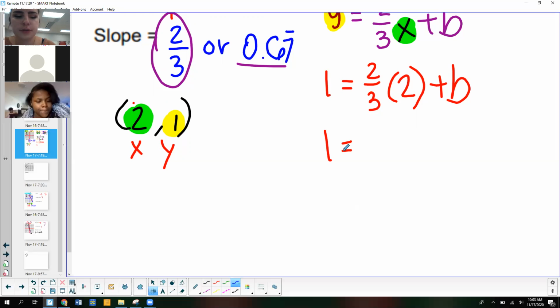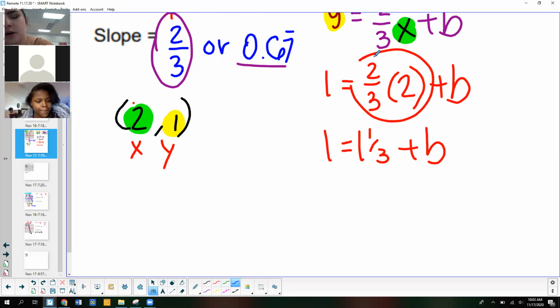Good, all right. So 2/3 times 2 is going to give us 1 1/3 plus b. So this has been simplified right here. This part we've multiplied, we've simplified, good. So 1 1/3 plus b.